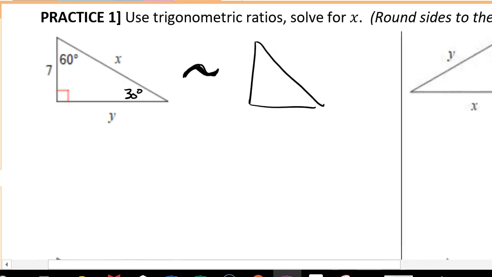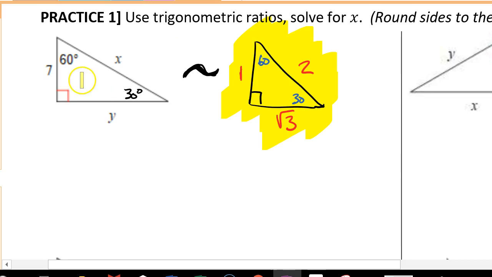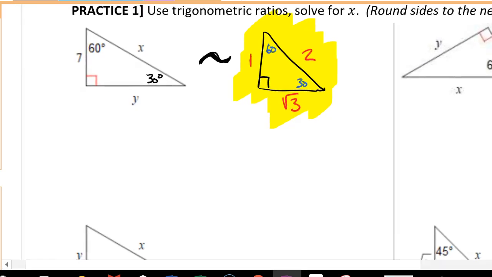So the overall goal of this is I recognize that I have a 30, 60, 90 triangle, and I can create a similar right triangle to it. This is the special 30, 60, 90 triangle drawn in the same orientation, 30, 60, and 90. These triangles are similar, so therefore I can set up proportions to help me find the missing sides. We will set up two proportions, one for x and one for y.